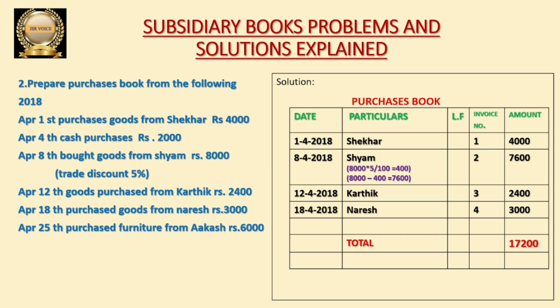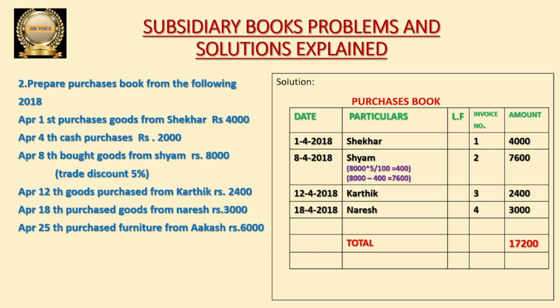Let us go and record there in the purchase book, April 18th, in date column 18-4-2018, under particulars Naresh, and invoice number is 4, amount column 3,000. Okay, let us go and discuss last transaction, April 25th. Purchased furniture from Akash, rupees 6,000.